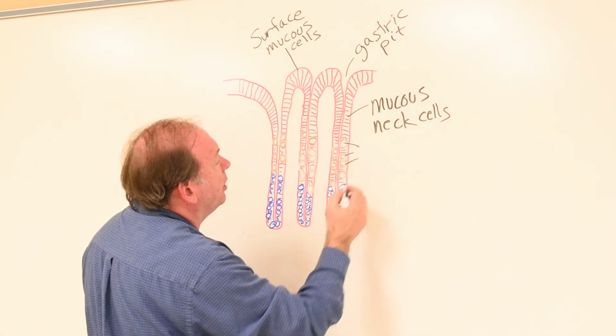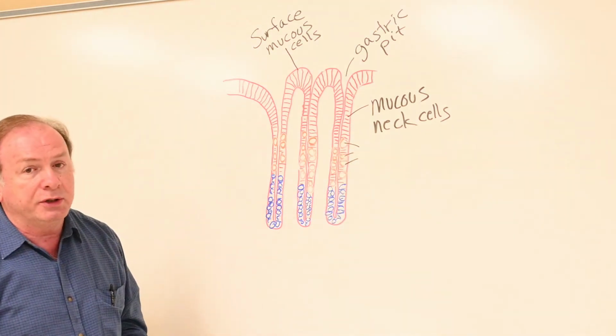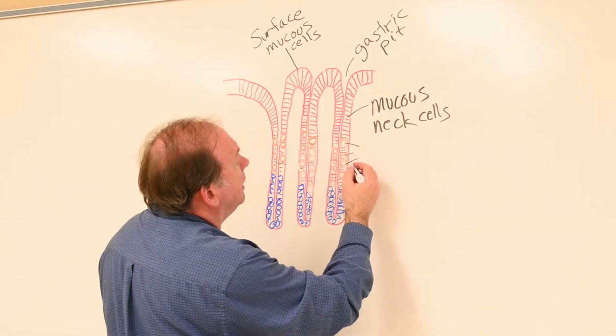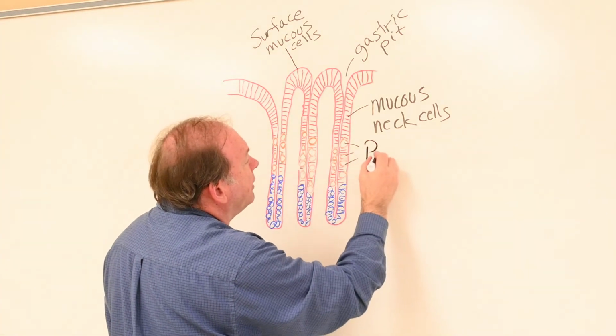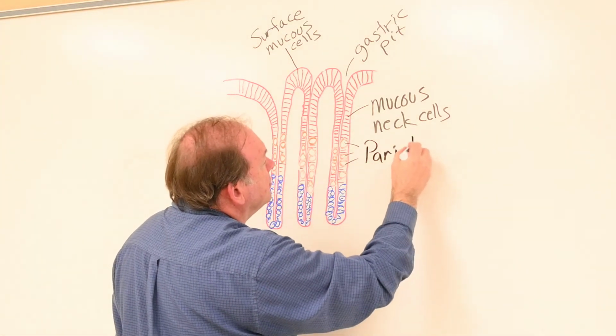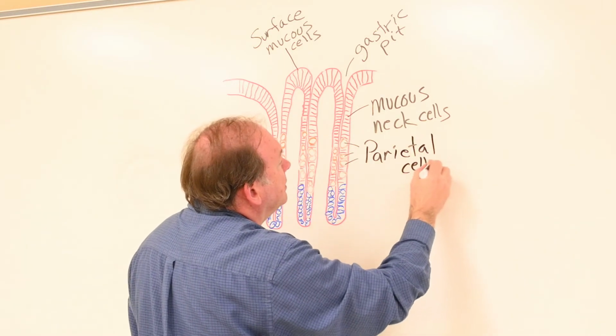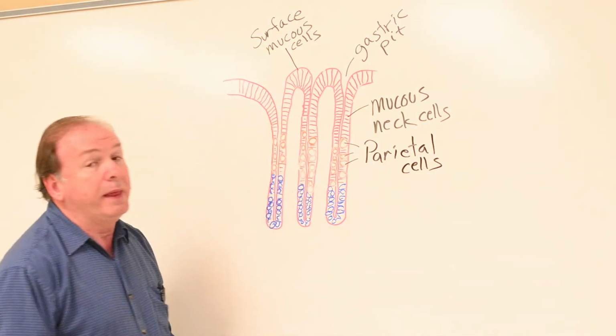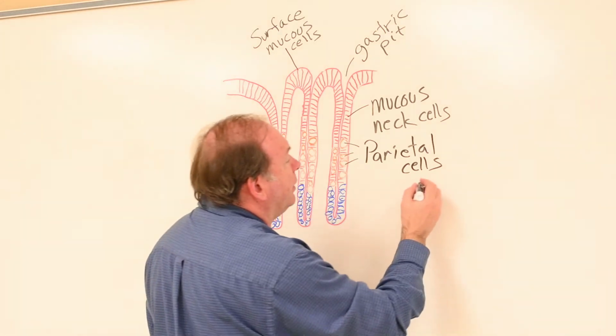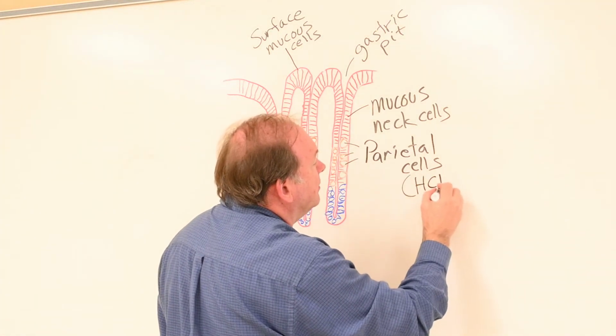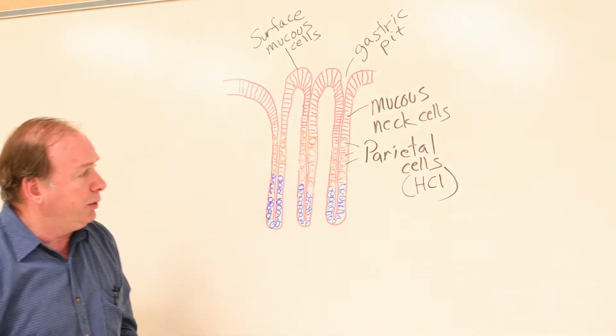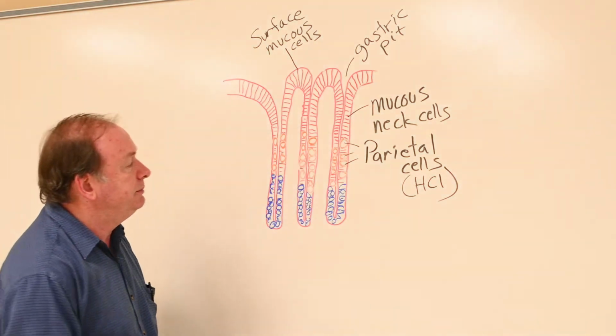As you go down in the gastric gland a little bit further, you pick up another kind of cell, and we're showing them here with these little orange circles. These are called parietal cells. They produce hydrochloric acid, or HCl. Hydrochloric acid is produced by parietal cells.